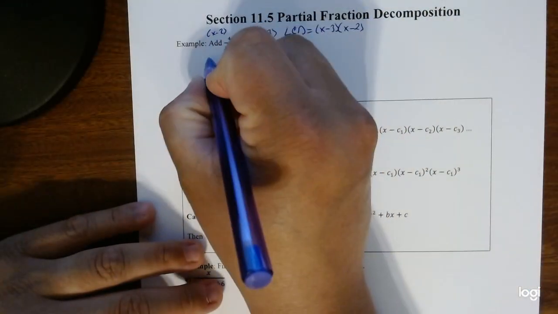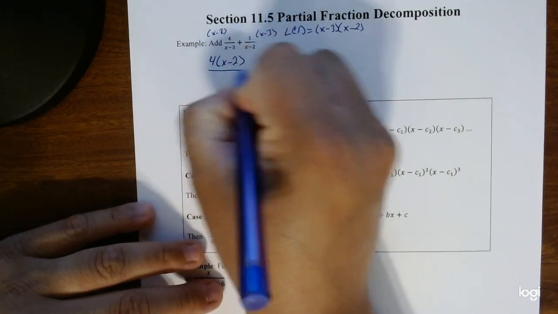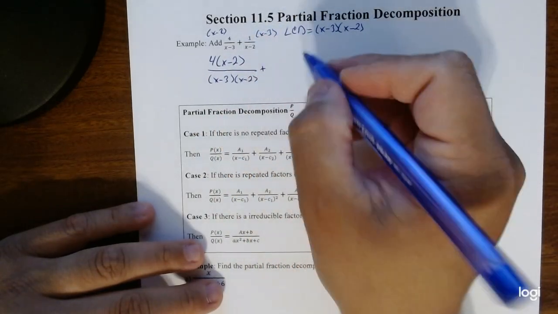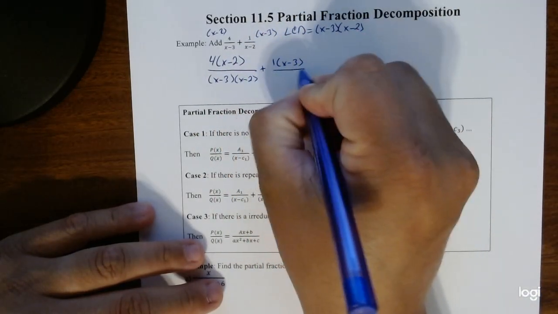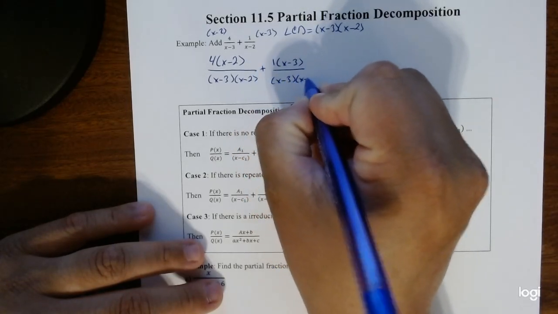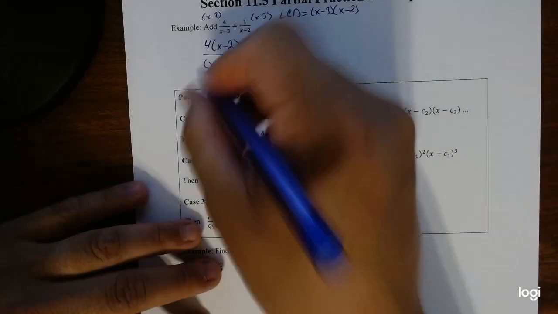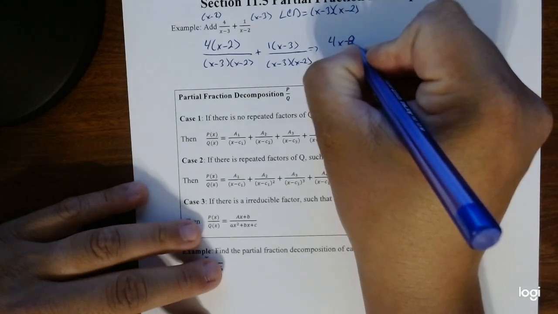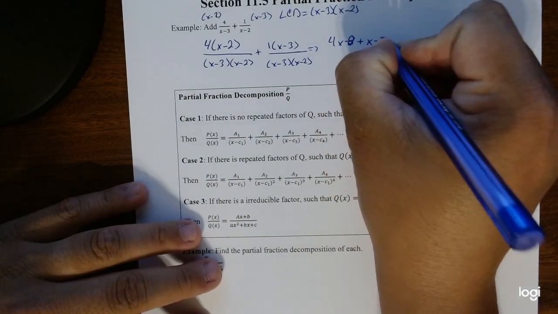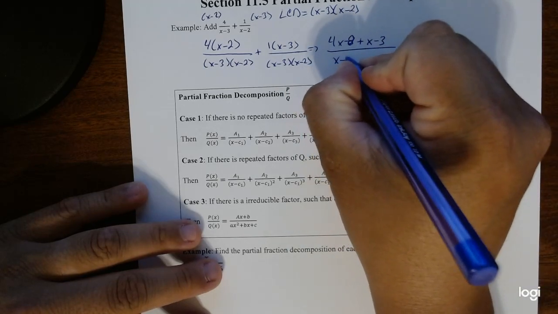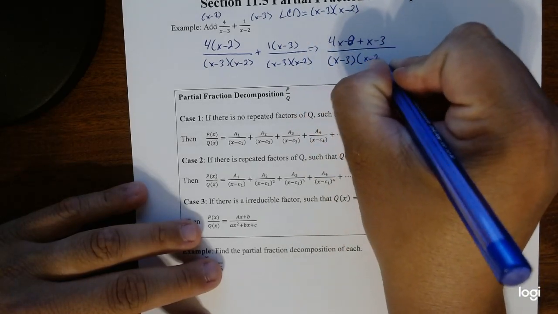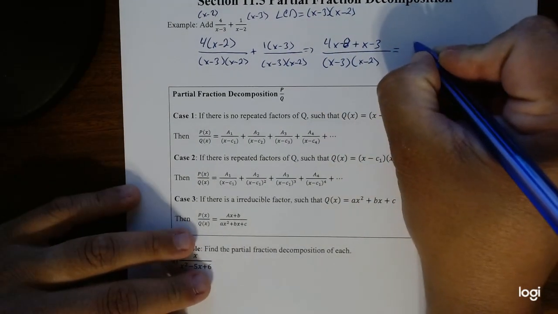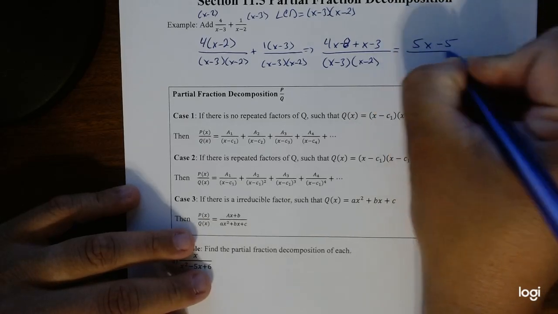So when we do that, that ends up being 4 times x minus 2 on the top, all over our LCD. And on this side, we would just multiply 1 times x minus 3, because that was what's missing on the other side. So distributing and then putting stuff together. Well, this is an 8. And then put everything over itself. Okay, so combining like terms gives us 5x minus 5 all over this stuff here.